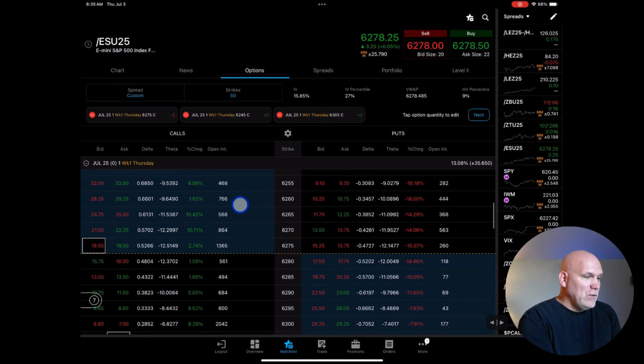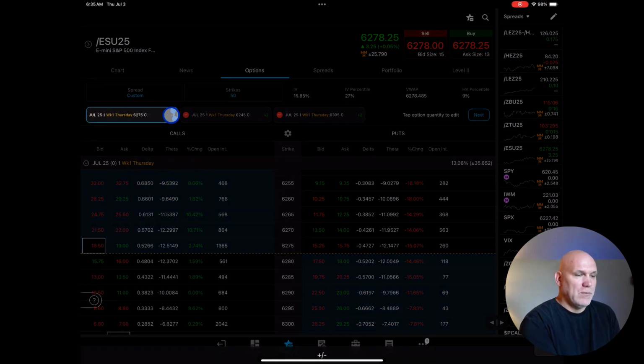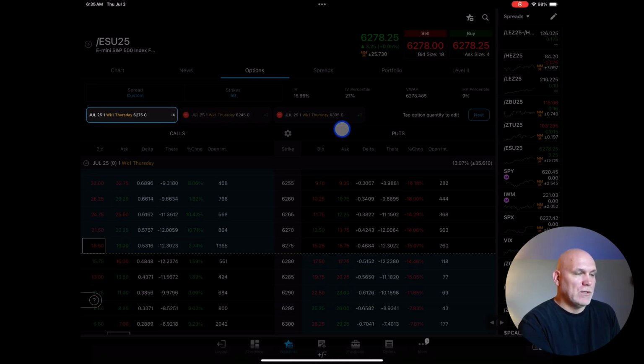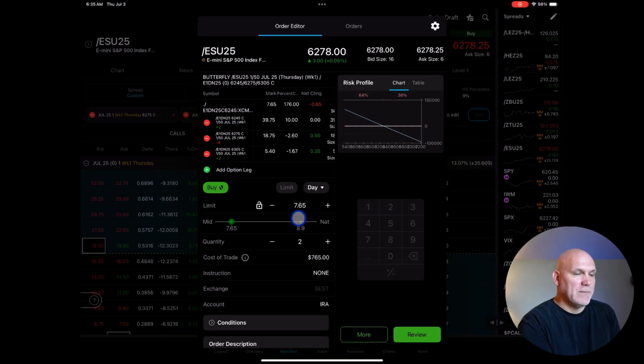All right, so I've got 2 of these, 2 of these, 2 of these by default, but I've got to sell 2. Remember our calculation earlier, we have to have twice as many of those as we do the longs. So these are my longs. These are my short. This is my short. So I'm selling twice as many. Click next, and there's my price.